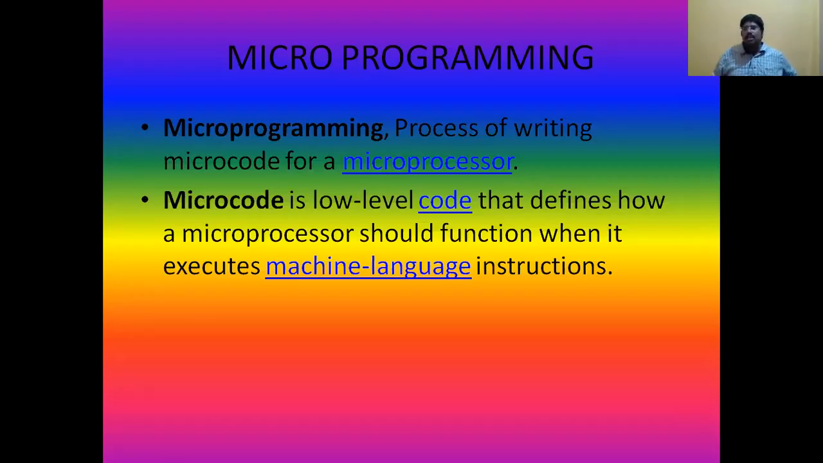The instructions that are written in binary form. That means 100101. Instead of writing MOV, ADD like that, they will write directly in binary code, so that the computer can understand very easily. So what is meant by this microcode is that in this code there is a definition for every machine level instruction.